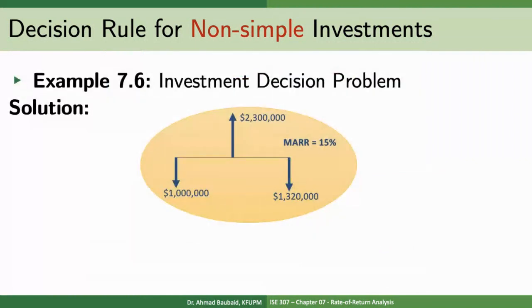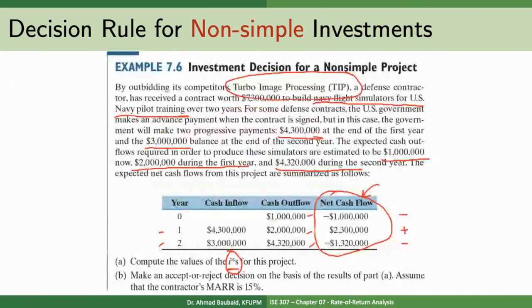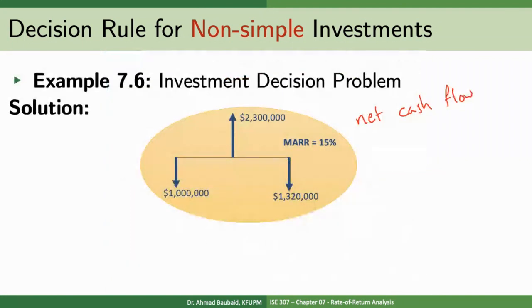So first of all, we could draw the cash flow. It looks a little bit weird, kind of funny. This is the net cash flow, by the way, which is just the last column in the table. So minus 1 million, and then plus 2.3 million, and then minus 1.32 million. The MAR is 15%.